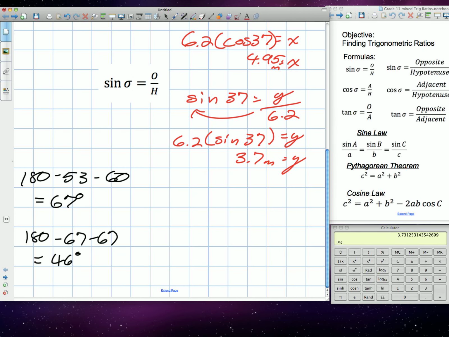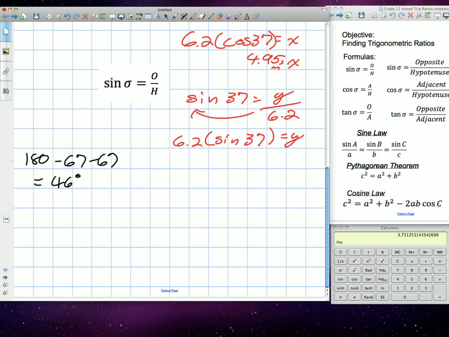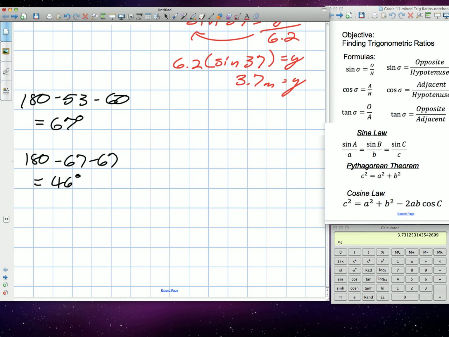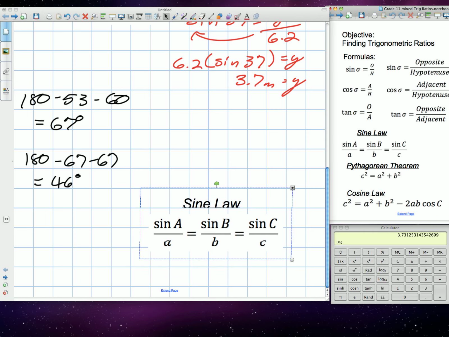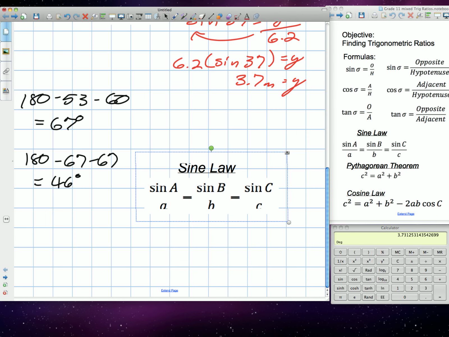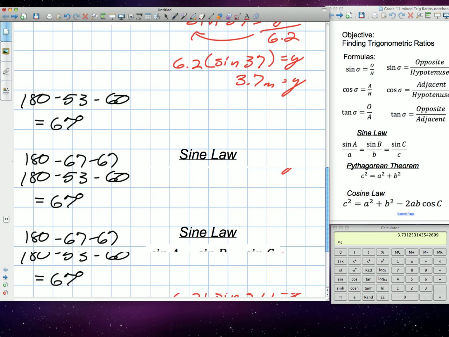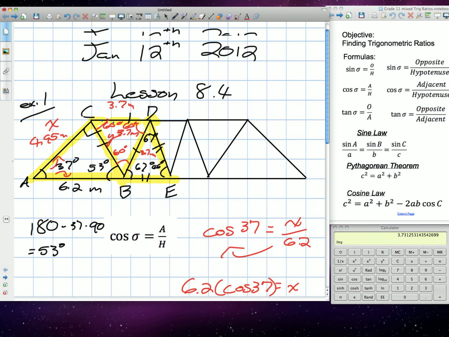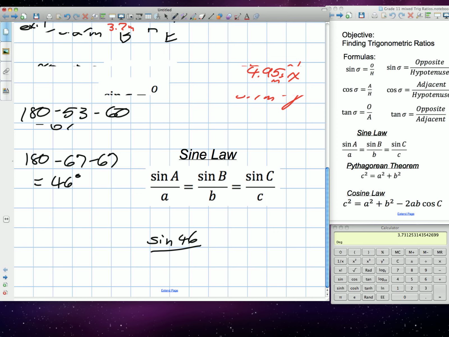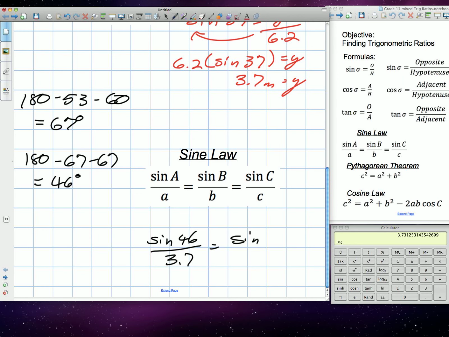Let's make a little room here. So our sine law here. We knew that the angle was 46. So we're going to say sine A is sine 46, divided by, that side of the triangle was what? 3.7. Now both sine B and sine C are going to be 67. So it really doesn't matter which one we go to solve for because they're going to give us the same answer. We'll drop C off and we're left with this ratio here.